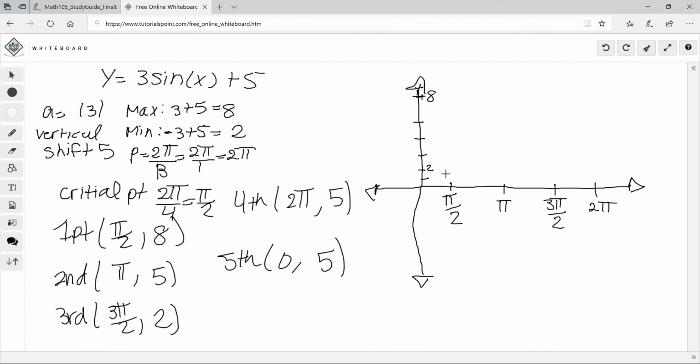So now you can graph it. Pi halves is at 8, pi is at 5, so I'll call this 5. And 3 pi halves is at 2, so let's do it right here. And then 2 pi is 5.